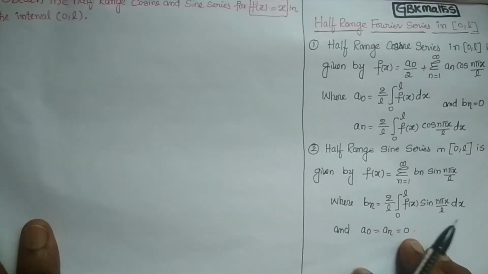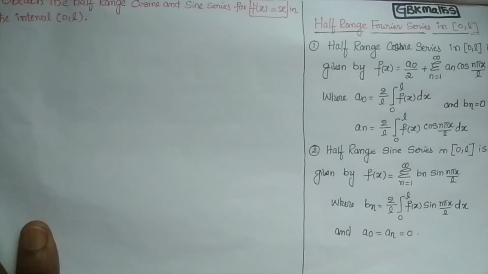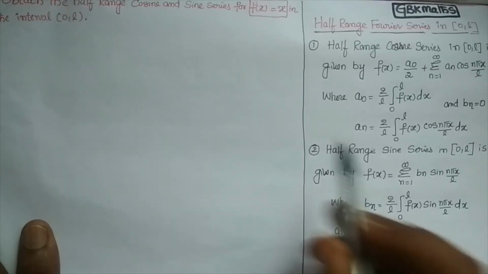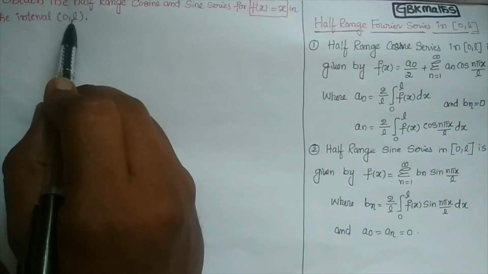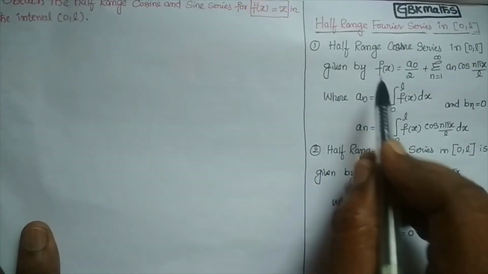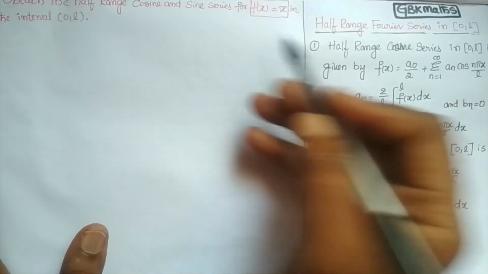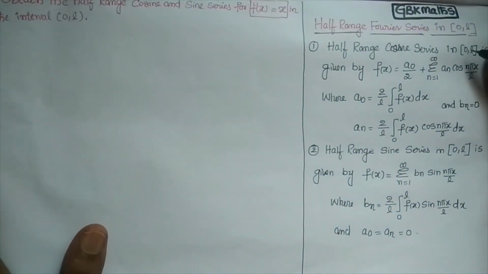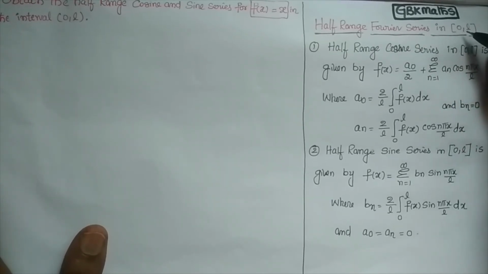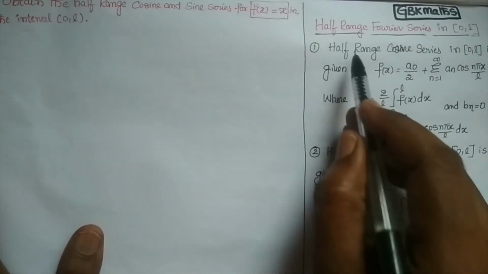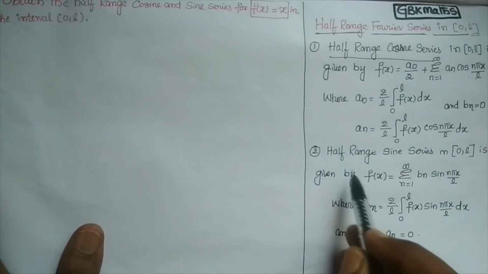Hi friends, now I am taking one more problem on half range cosine series and sine series for the function f of x is equal to x in the interval 0, L. Before we do this problem, let us recall the formulas of half range Fourier series in the interval 0, L: half range cosine series and half range sine series.